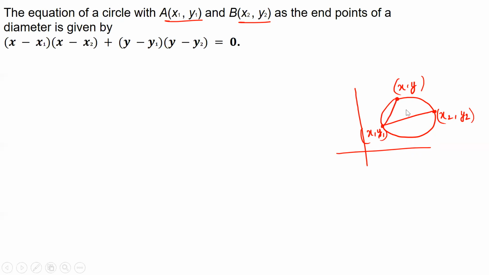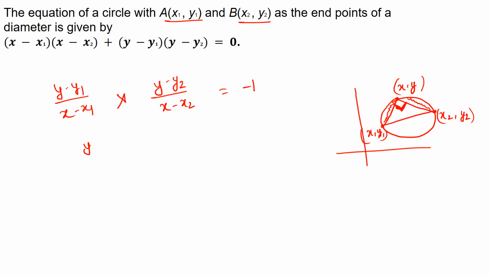Now let's join these. From your class 10th geometry, you must know that this is the angle in a semicircle and hence it is equal to 90 degrees. So what is the slope of this line segment? The slope of this line segment is (y - y1)/(x - x1). And what is the slope of this line segment? This line segment is (y - y2)/(x - x2). Now these are the two slopes, and I know that the angle between these two is 90 degrees. So from the straight lines slope chapter, we know that the product of their slopes is equal to -1.